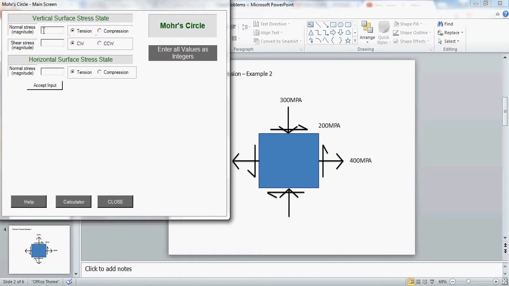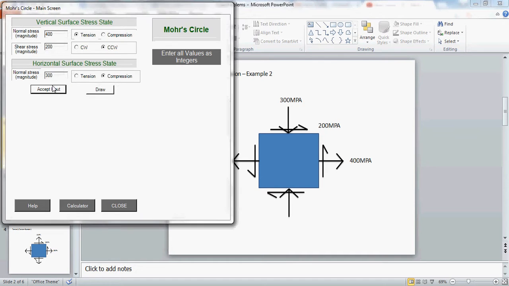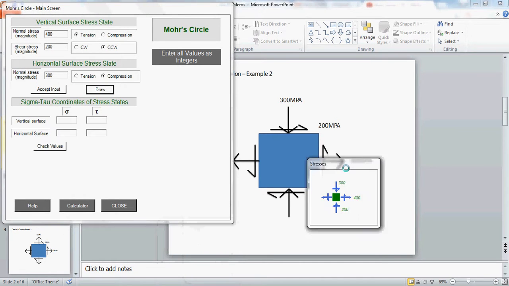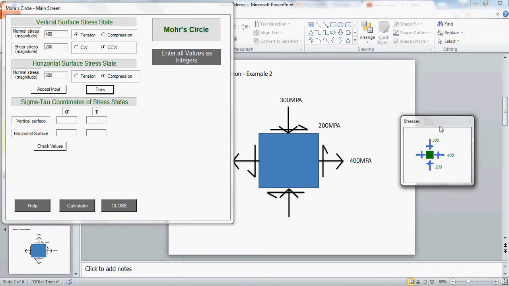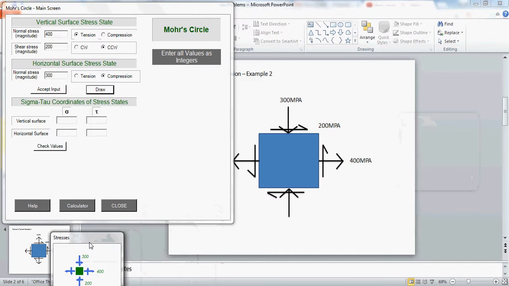So, it's 400 in tension, it's 200 counterclockwise. That's because you look here in this direction, it's trying to turn it counterclockwise, and 300 in compression. And yeah, that lines up. So now to get the 2 points.